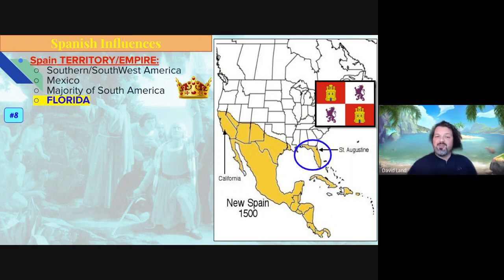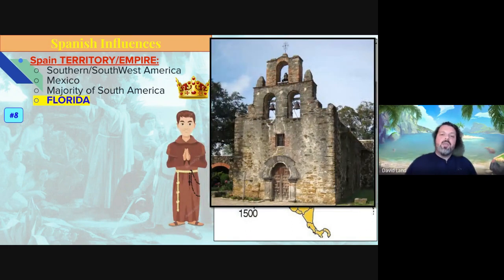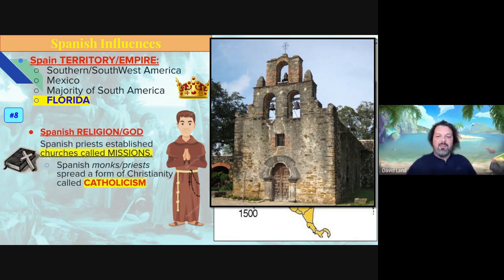Spain still controlled Florida. And we also know that Spain brought with them a very distinct religious style. If you look at this picture right here, you recognize that from some of your Texas history lessons. That looks like the Alamo. They brought with them Spanish priests to spread their religion, to bring their missions where they could pray and spread Catholicism. Now, they are a Christian religion, but Spanish priests were Catholic.